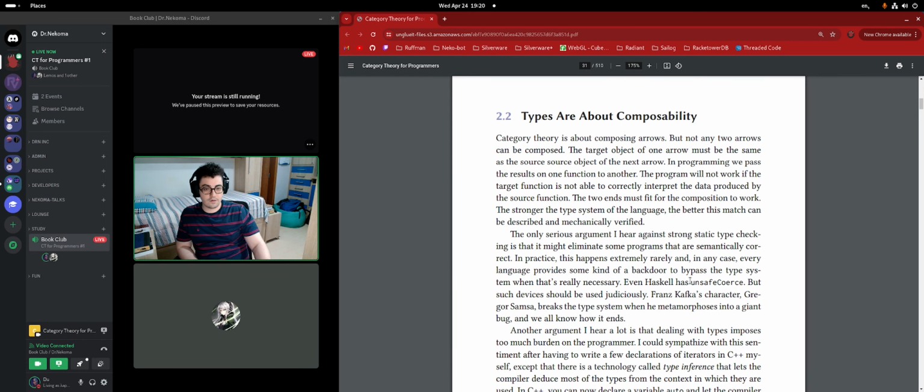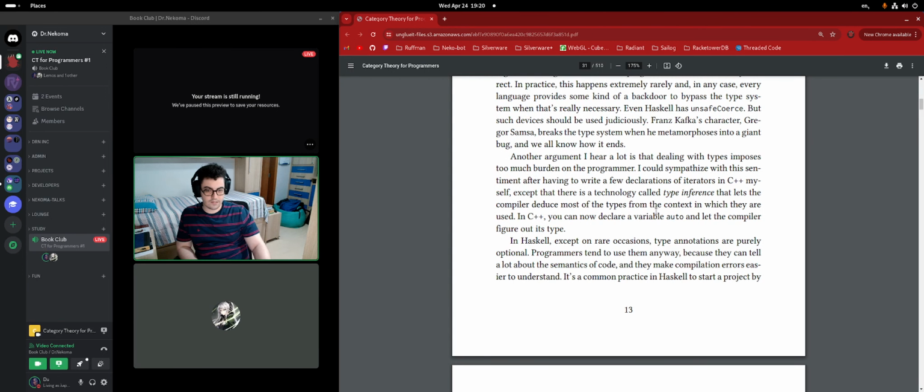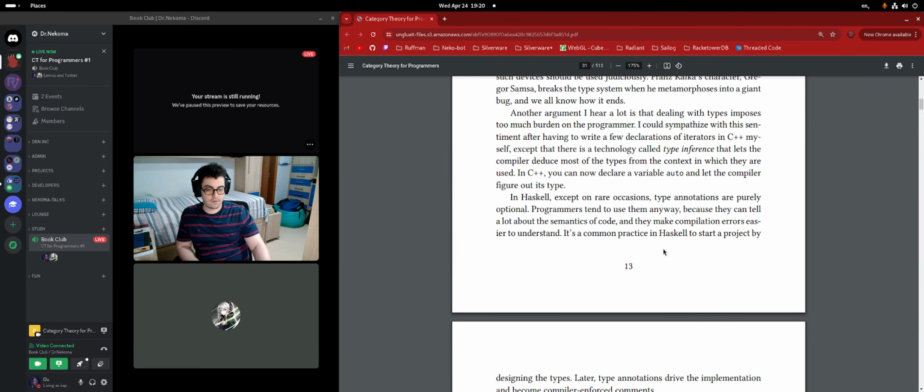The stronger. Okay, so this is still talking about strong typing, static typing. It is saying that in Haskell, type annotations are purely optional, which is true. But I don't like it.